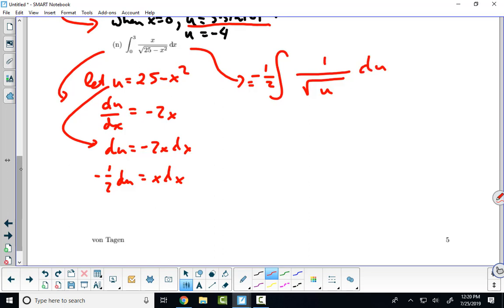If you don't believe me, just put all this in here and multiply that top. It would be negative 1/2 times 1 times du, which is exactly what we've got here, which is exactly what we replaced the x dx with. Spend some time thinking about that. It all has to do with multiplication. Multiplication is associative and commutative, so you can move it around as you need.